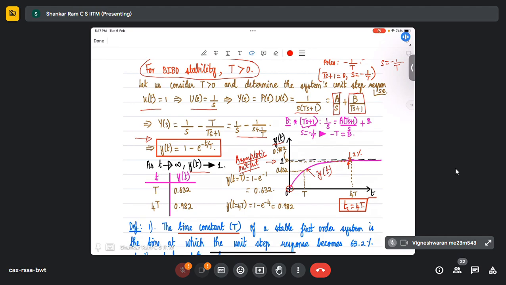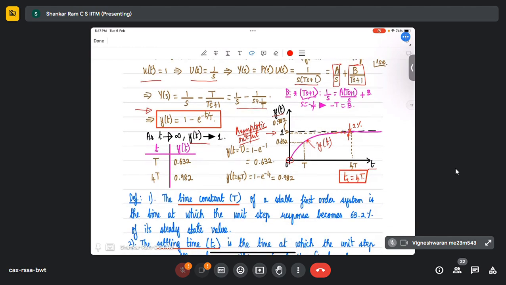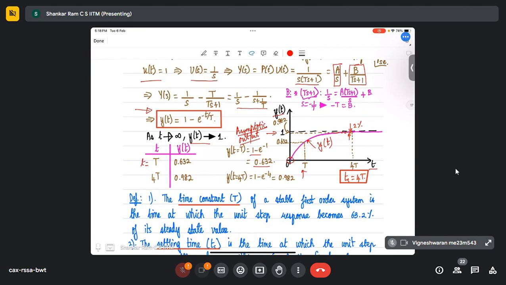So there are important terms and definitions that come out of it. If the value of small t is equal to capital T, at that point the value of y can be found out by substituting small t equals capital T. So what will I get? I'll get y of t to be 1 minus e power minus 1, which will be 0.632. So at t equals capital T, the value of the output becomes 0.632, and this is what is called a time constant of the system.